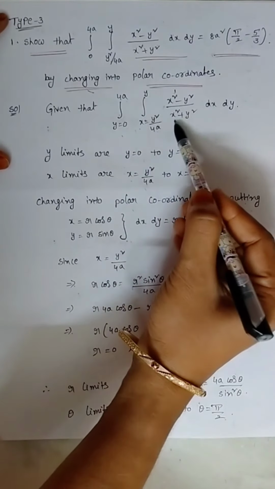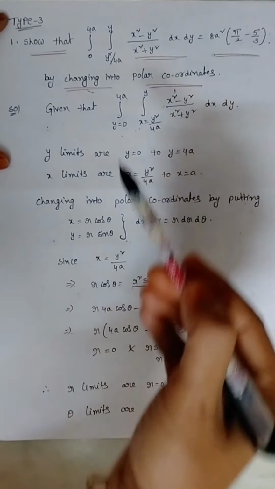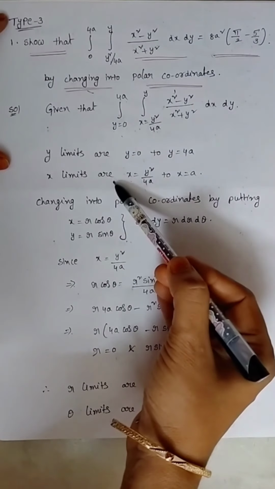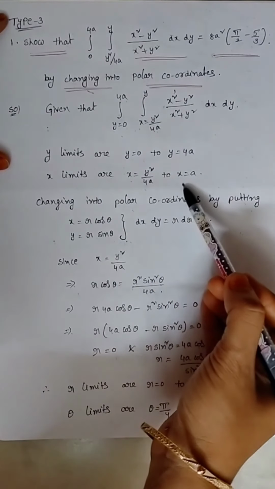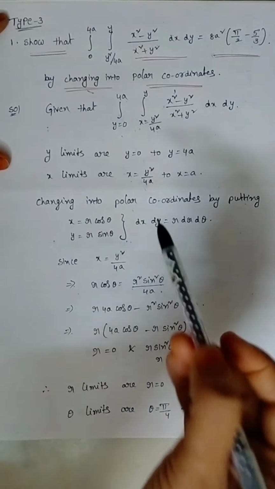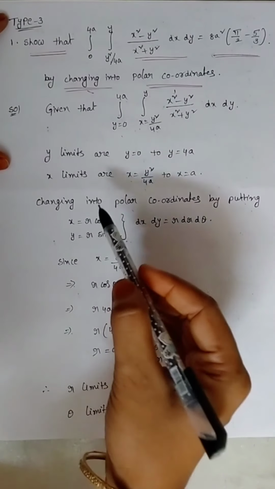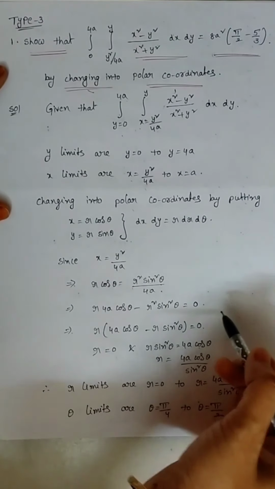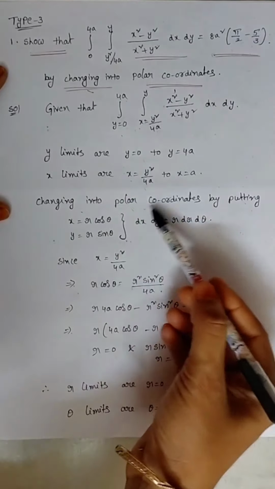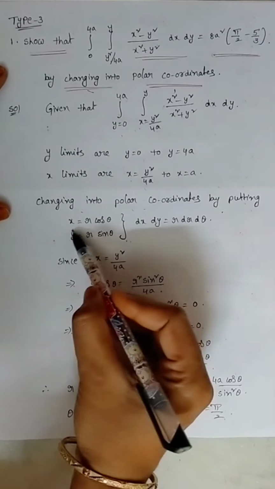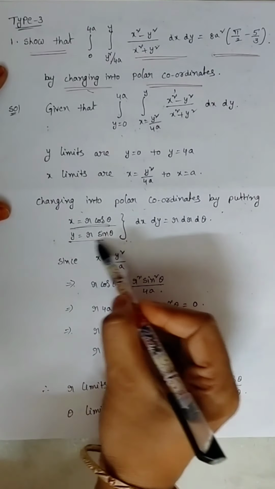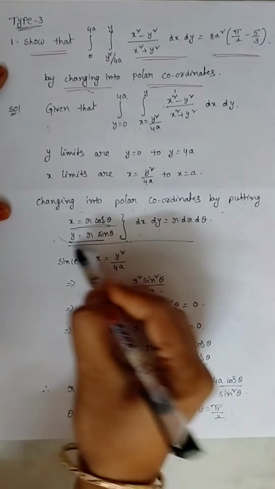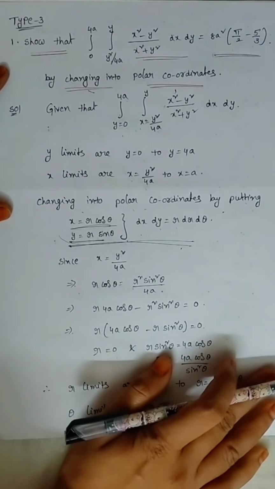So in x square minus y square by x square plus y square dx dy, y limits are y equals 0 to y equals 4a, and x limits are x equals y square by 4a to x equals y. Now we have to change these limits into polar coordinates and find the integration, by putting x equals r cos theta and y equals r sin theta, dx dy equals r dr d theta. This is the changing into polar coordinates concept.